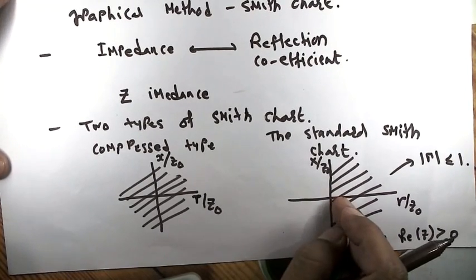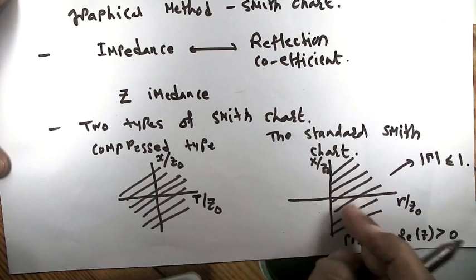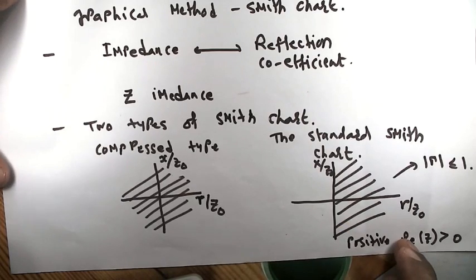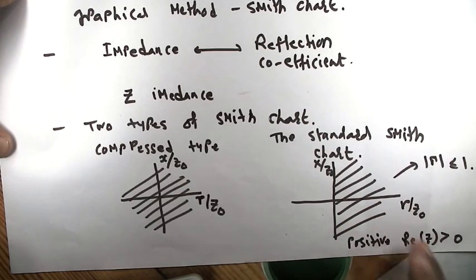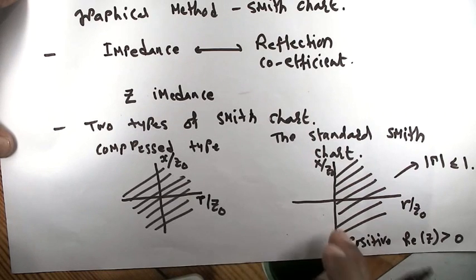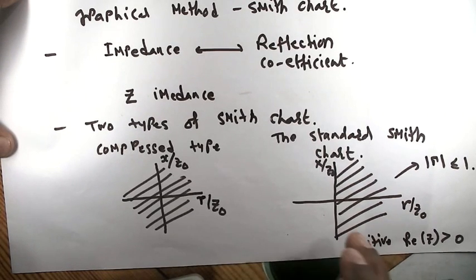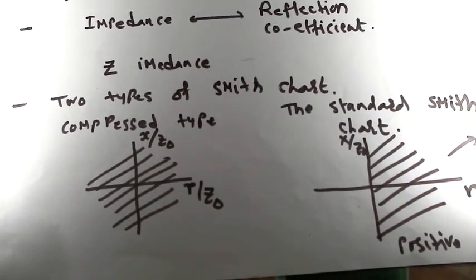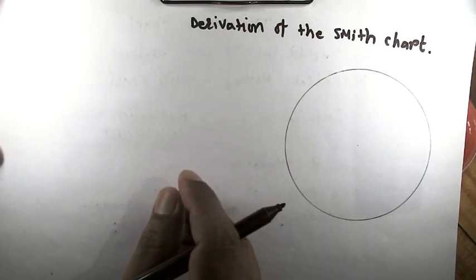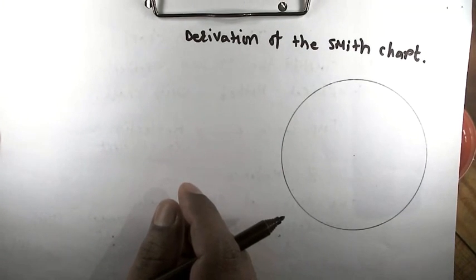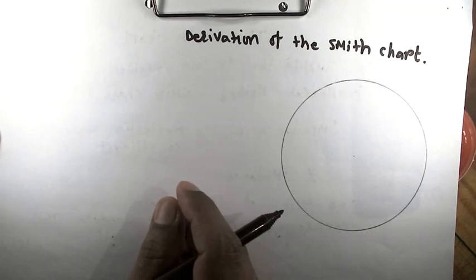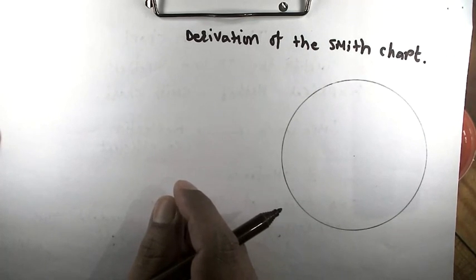We will first see how we can construct this standard Smith chart, and by obtaining it, we also have to find out the x and r circles. So we will also derive the constant r circles and the constant x circles. Let us see the derivation of the Smith chart. As I mentioned, the Smith chart is constructed within a circle of unit radius, which should be less than or equal to 1.